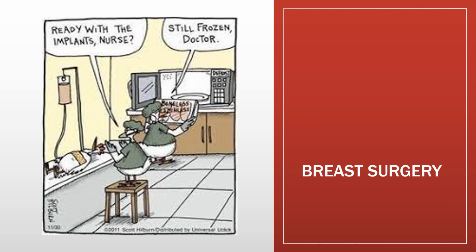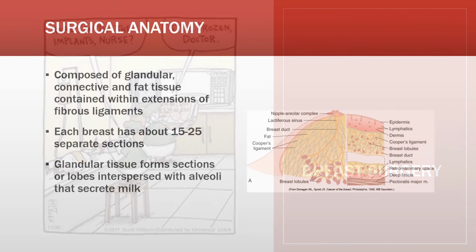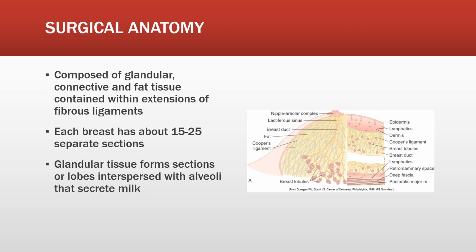Right, and moving on to the final section, at least for the body of this chapter, we're going to go into a little bit about the breast surgeries. So just a review of the anatomy here. The breasts are composed of glandular, connective, and fat tissues. They are contained within extensions of fibrous ligaments. And each breast actually has about 15 to 25 different sections. Glandular tissue forms sections or lobes that are interspersed with alveoli that will secrete milk.